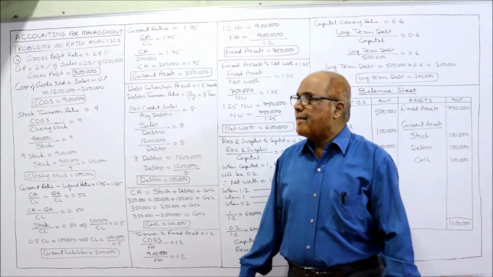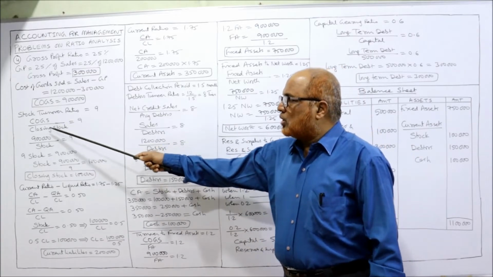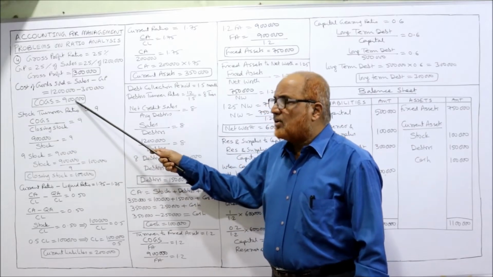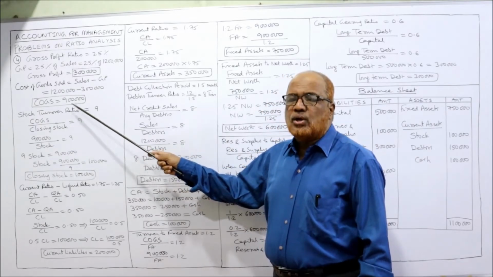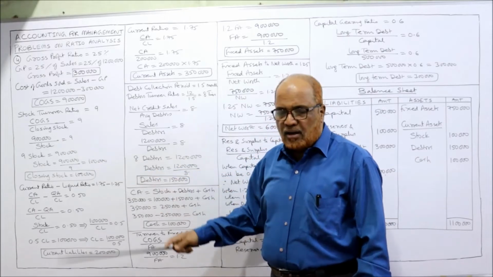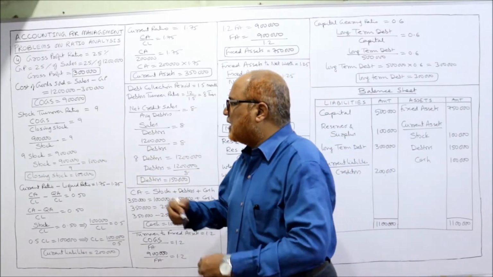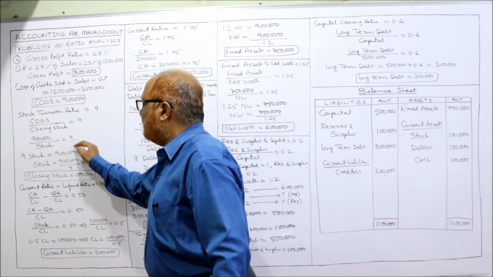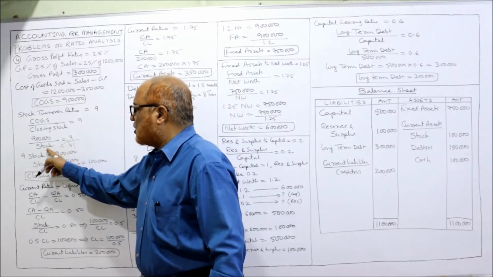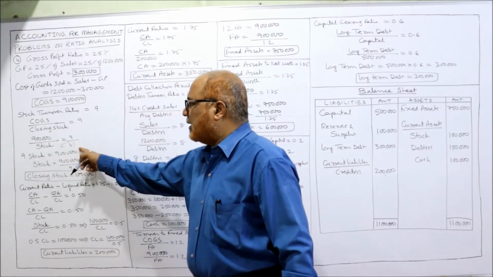It is given in the problem. So, cost of goods sold by closing stock is 9. Now, cost of goods sold, just now we have calculated 9 lakh. So, in place of cost of goods sold, 9 lakh divided by stock is equal to 9. Now, I am making a cross multiplication here by 1. So, 9 into stock is equal to 9 lakh into 1.